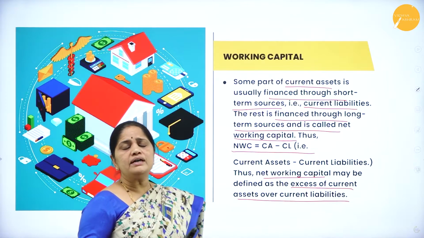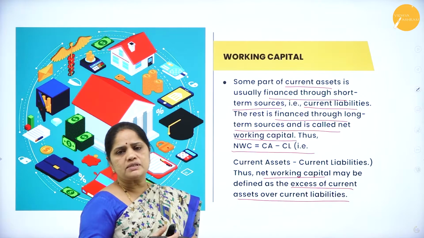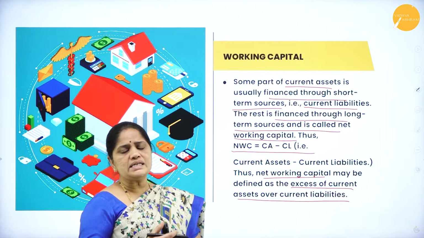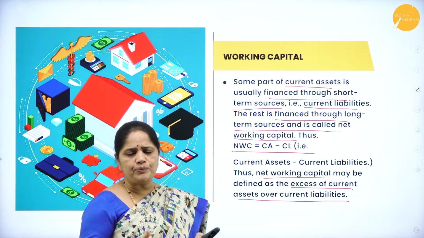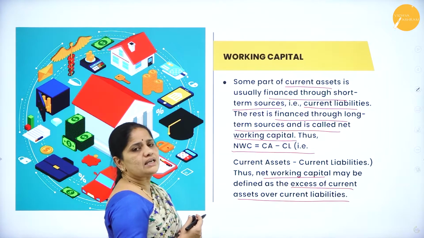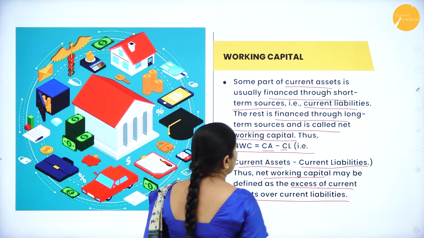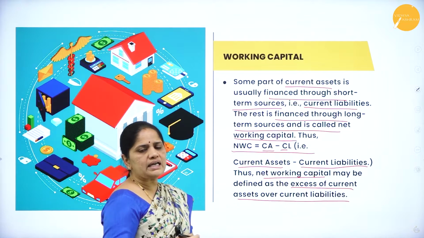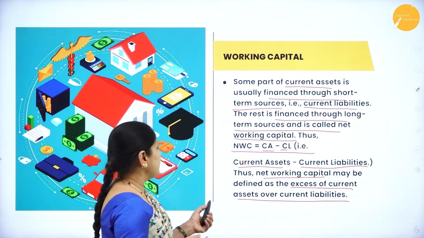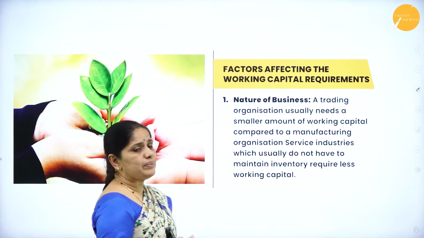Now, the rest of the money which is needed for the business will be financed through long-term sources. The long-term sources may be through the issue of shares, debentures, etc., and also long-term borrowings, and also through retained earnings. With both the sources of funding, we can run an organization. Now, let us look into how the net working capital is calculated. The net working capital is current assets minus current liabilities. So, when there is excess of current assets over the current liabilities, the difference amount is called the net working capital. Now, next, let us see what are the various factors which are influencing the working capital requirement.